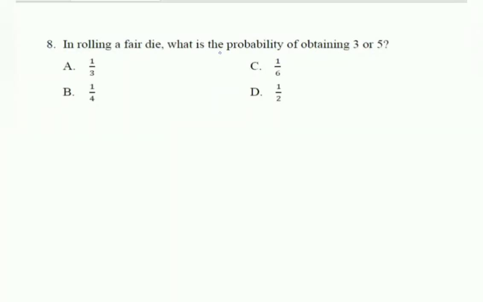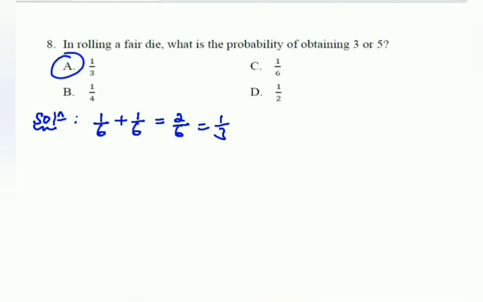In a fair die, what is the probability of obtaining 3 or 5? As you all know, a die is a cubic object having 6 faces. Each of the faces is assumed to have the numbers 1 up to 6. So definitely the probability of obtaining 3 out of 6 faces is 1 over 6. The probability of getting the number 5 is also 1 over 6. The sum of 1 over 6 and 1 over 6 is 2 over 6, which is 1 over 3. Therefore, the answer for this problem is A.